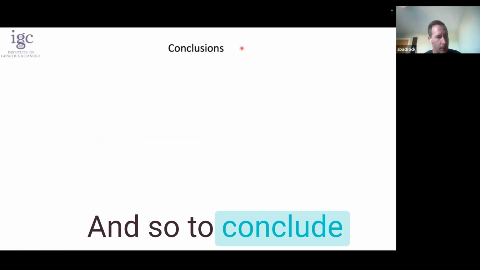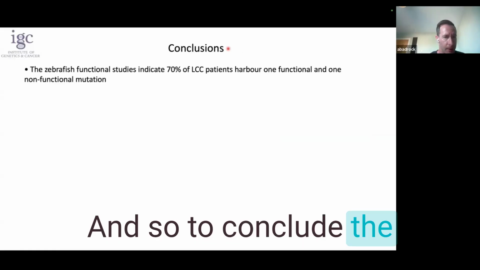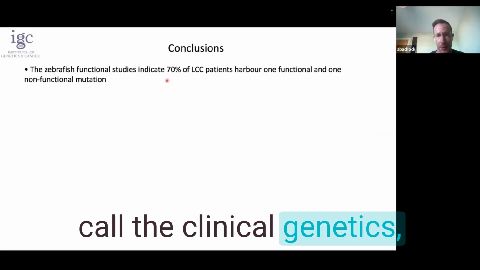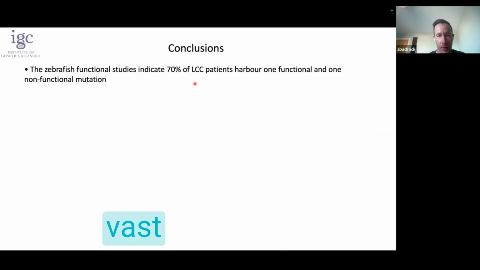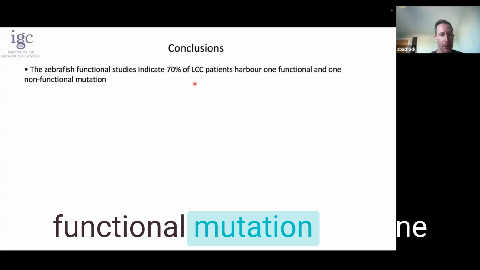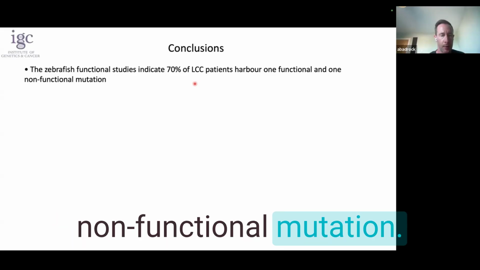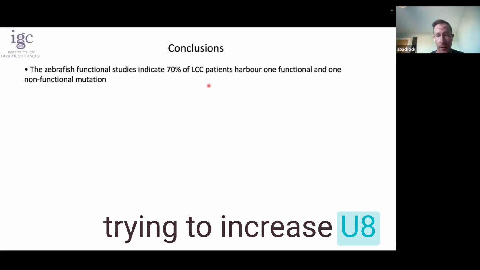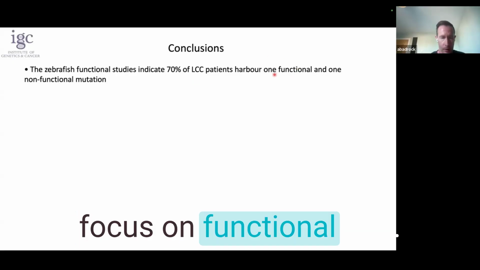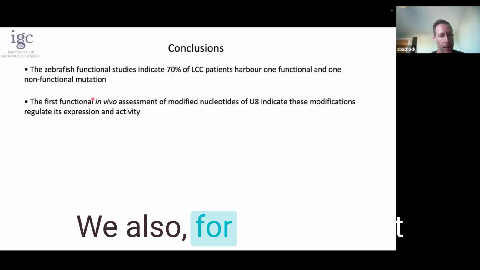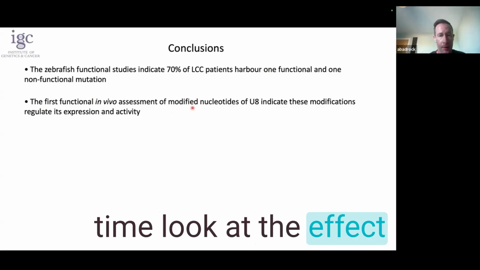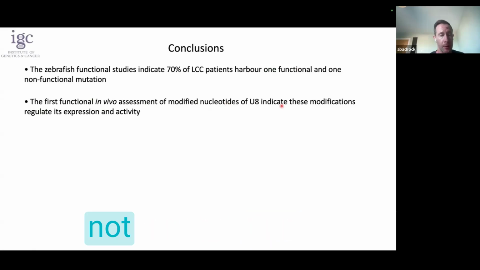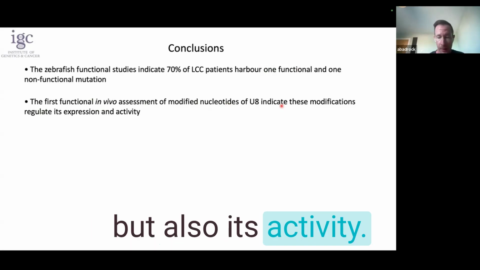And so to conclude, the functional states from the zebrafish seem to support what we would call the clinical genetics, and it suggests that the vast majority of LCC patients have one functional mutation and one non-functional mutation. And from a therapeutic perspective, if you were trying to increase U8 function, you would focus on the functional one. We also, for the very first time, look at the effect of mutating modified nucleotides of U8, and we see that this affects not only its expression, but also its activity.